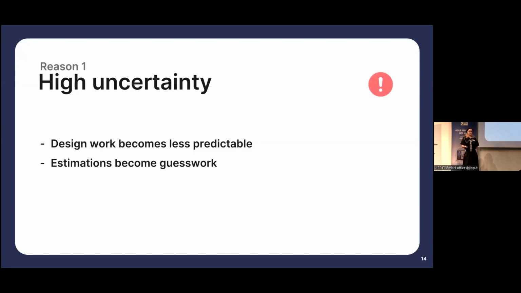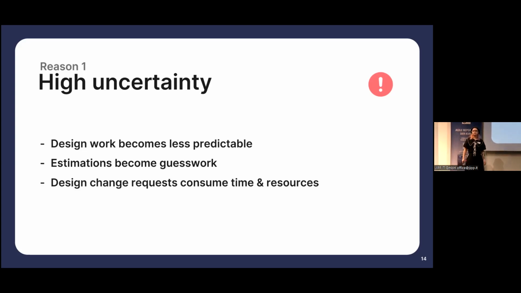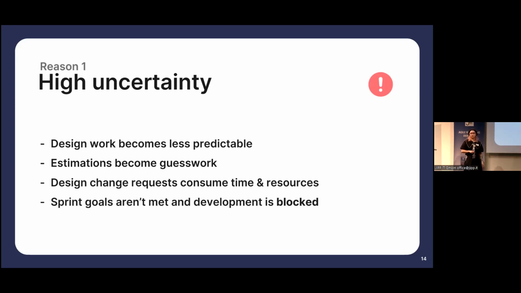Therefore, estimates also become guesswork. I also like to call them guesstimates, because most of the time when you estimate design work or you try to figure out how many story points could a feature be or a task, it's really a very rough guess. And in the end, the hours and the time spent often doesn't really add up. Also, design change requests consume time and resources. I will talk about change requests in a little bit, because change requests are really difficult to define in a design context, and they cause a lot of issues.